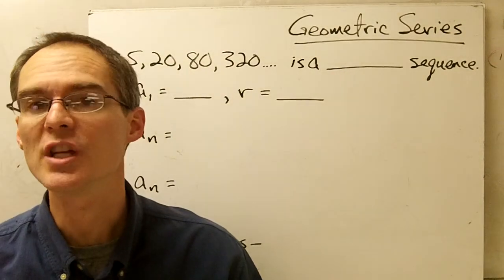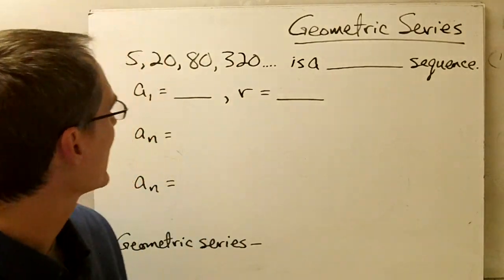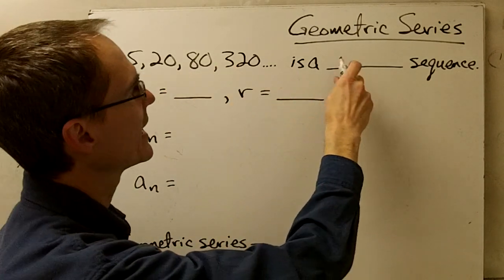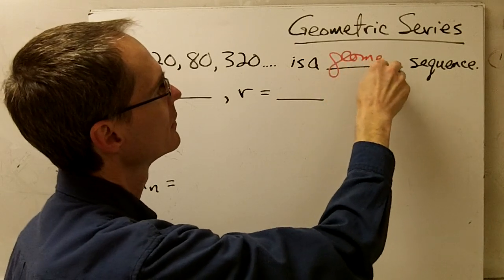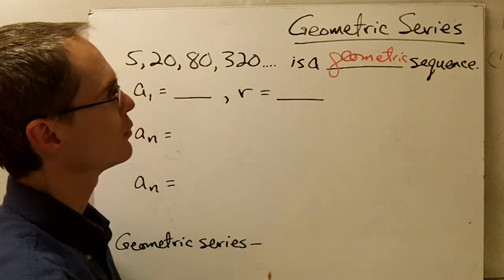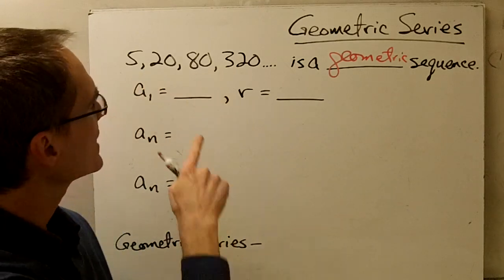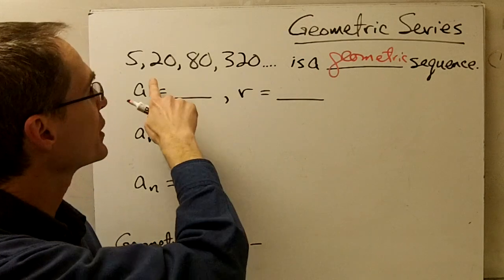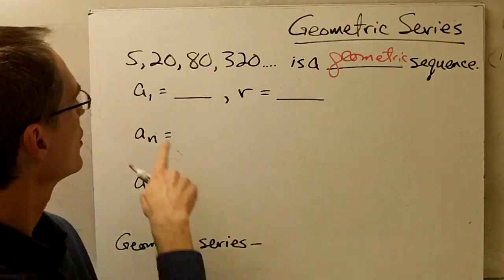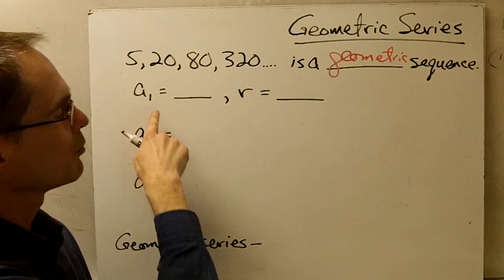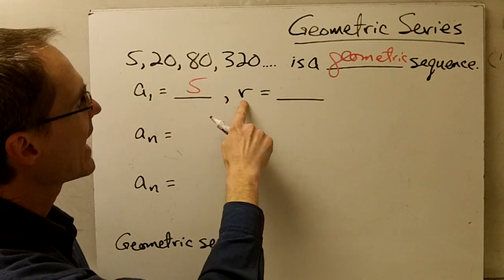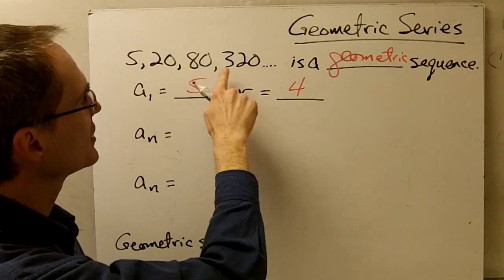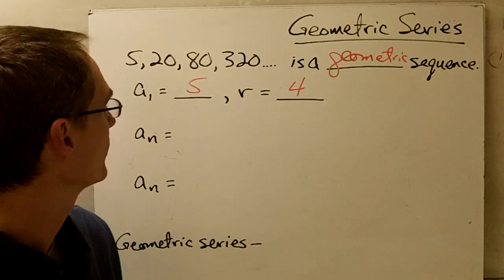Okay, this video is on geometric series. Now, we already talked about how this sequence here, 5, 20, 80, 320, and so on, is called a geometric sequence. And it's a geometric sequence because each succeeding term in the sequence is obtained by multiplying the previous term by what we call a constant ratio. So for this particular sequence, a sub 1, our first term, is 5, and our common ratio is 4. So we get each succeeding term by multiplying the previous term by 4.